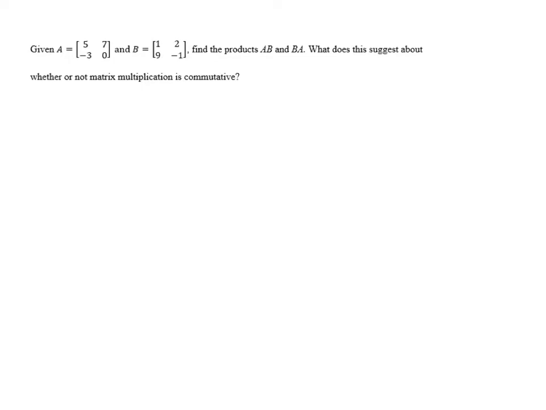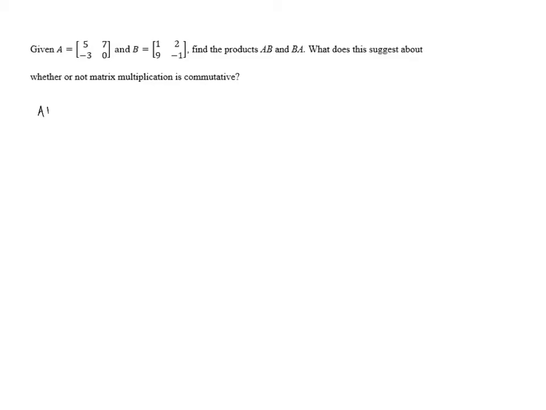Given A, the 2 by 2 matrix with entries 5, 7, -3, and 0, and B, the 2 by 2 matrix with entries 1, 2, 9, and -1, find the products AB and BA. What does this suggest about whether or not matrix multiplication is commutative?